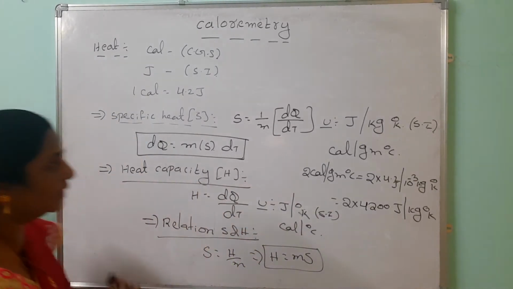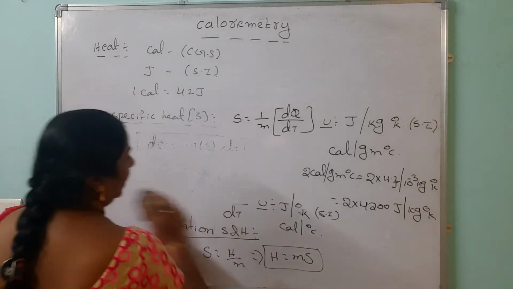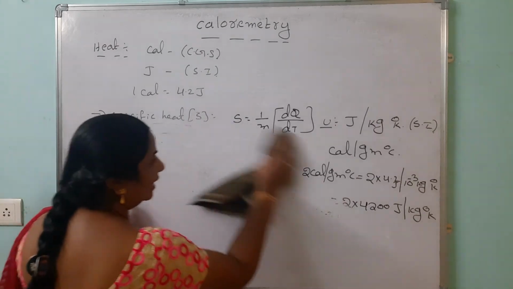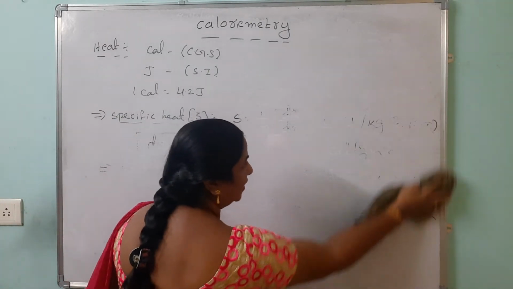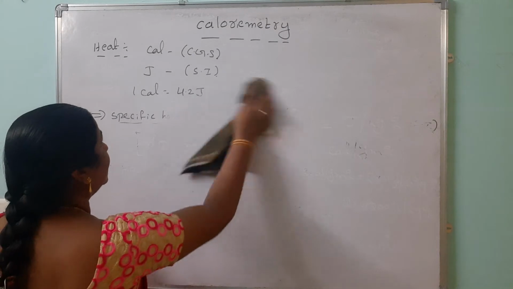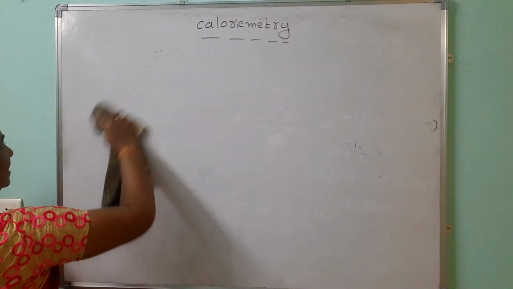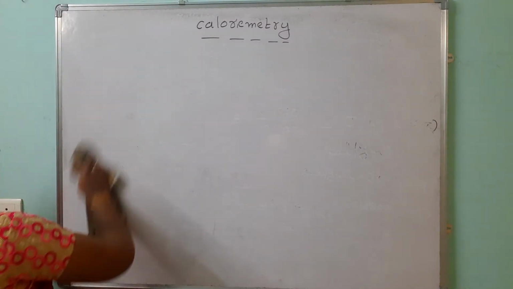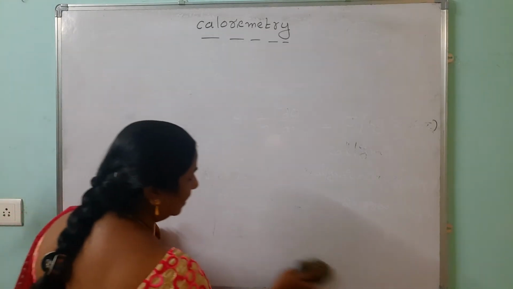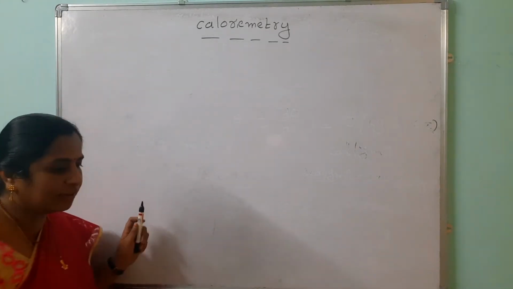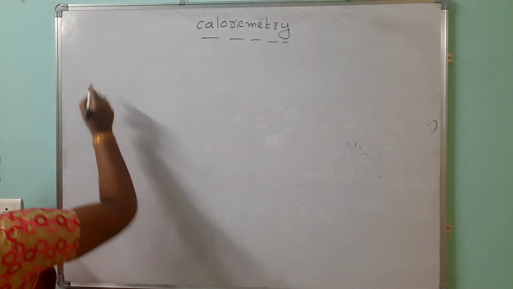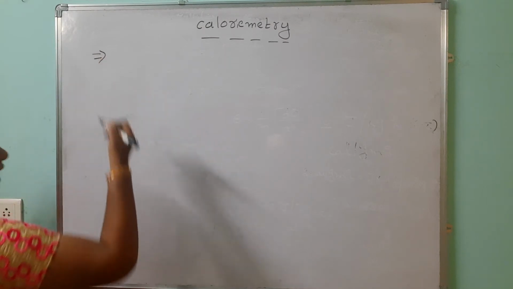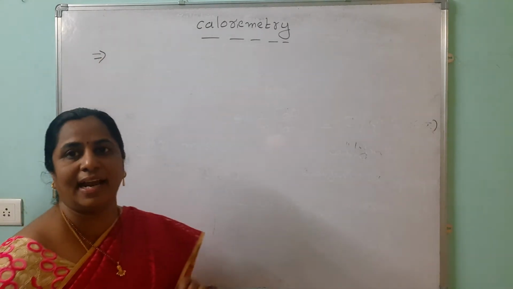Now we are going to the latent heat. What is the latent heat? At constant temperature, if the system is changing from one state to another state, like from liquid to solid, solid to liquid, then liquid to vapor, vapor to liquid, here at constant temperature it happens. This concept is called the latent heat.